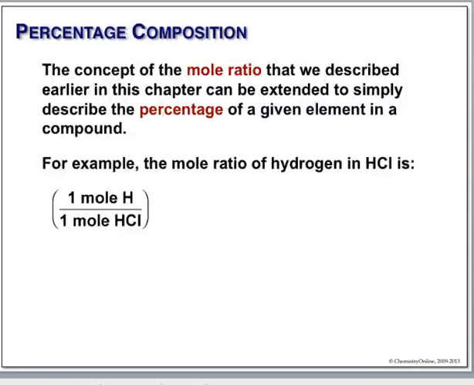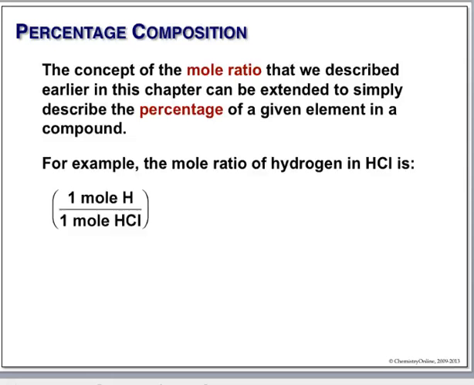We know that if we write a mole ratio for hydrogen and HCl, we look at HCl. How many moles of hydrogen in every mole of HCl? Well, it's 1, right?